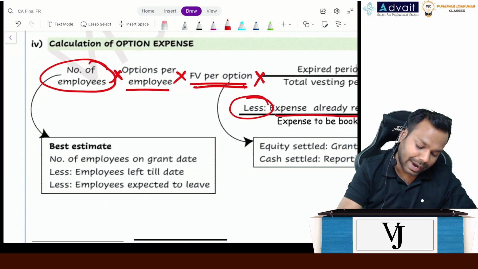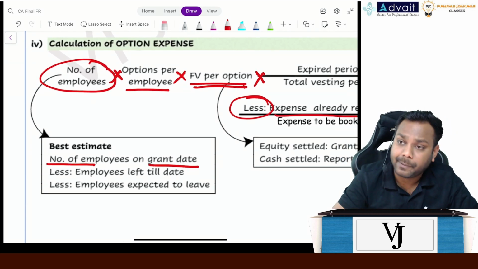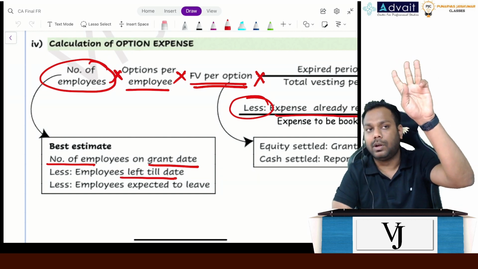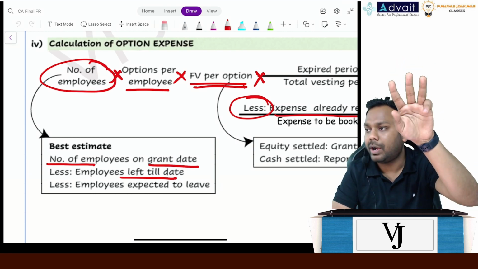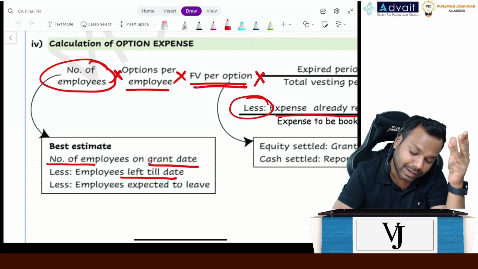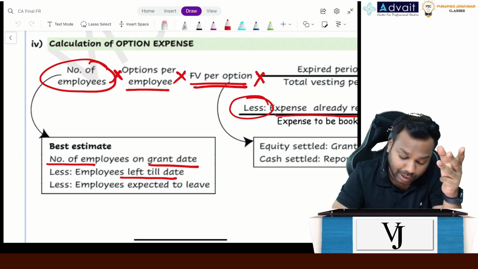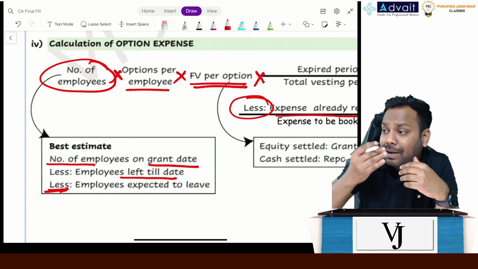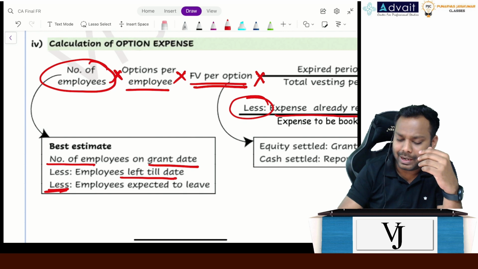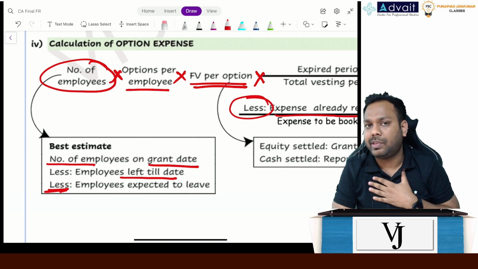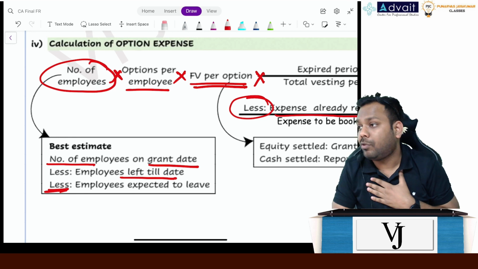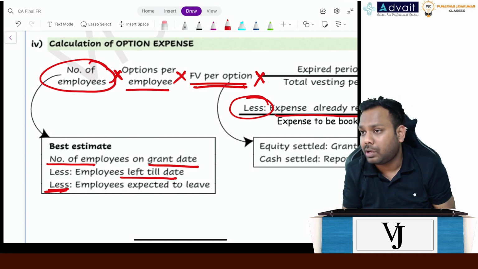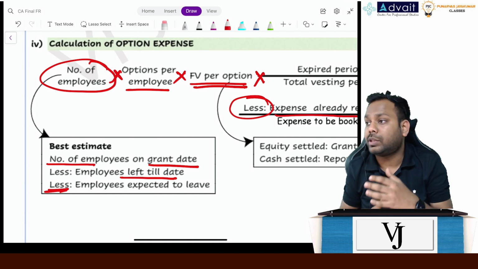So what I have to do is take the number of employees on the grant date minus employees left till date. Let's suppose there was a 3-year service condition, 1 year already passed, and out of 2000 employees, 100 employees already left. So I will subtract the employees who already left till date, and I also have to adjust for the employees that I expect will leave in the future. Basically, I have to analyze what will be the cost at the end of the 3rd year, when I have to pay the amount, what will be my total cost? And in the process of calculating this total cost, I might have to use certain estimates or judgments.